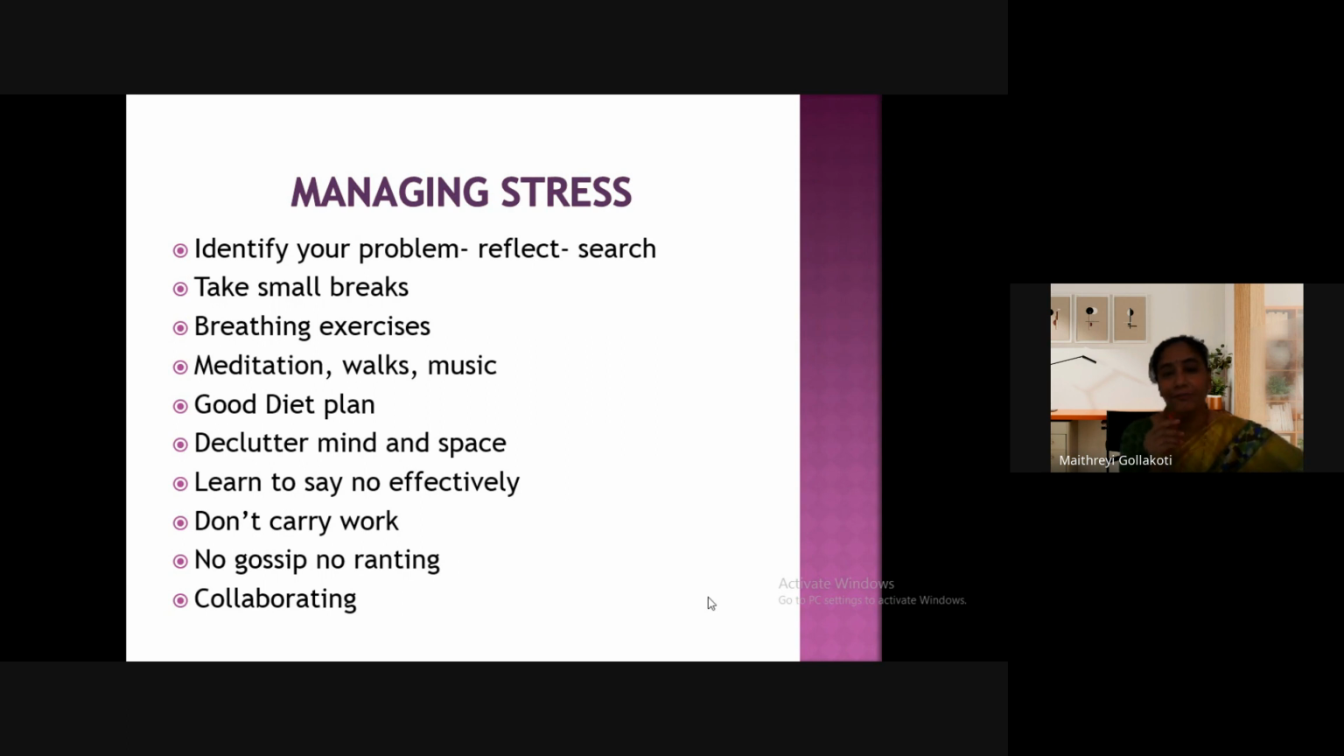First one is identify your problem. Whenever you feel stressed, sit quietly for 4 or 5 minutes, close your eyes, take a pen and paper, and write down what are the problems that are causing you stress. This really helps. Reflect deeply. Think, search where the problem lies, where the root cause lies. Write it down and then you find a solution. Because unless you identify the problem, how can we find a solution? So first try to reflect and find the root cause of your stress.